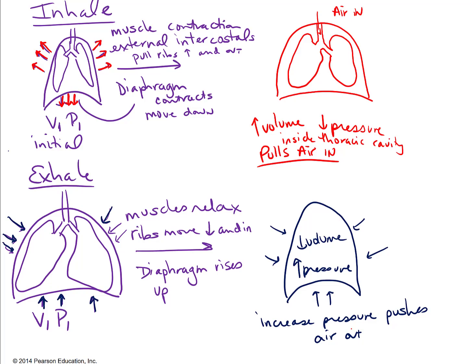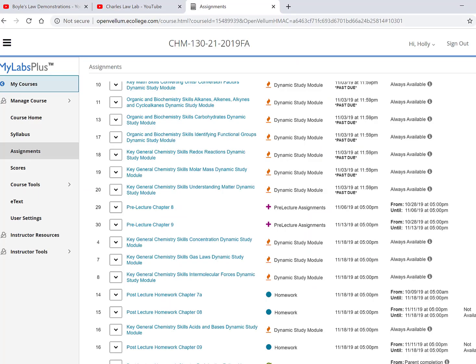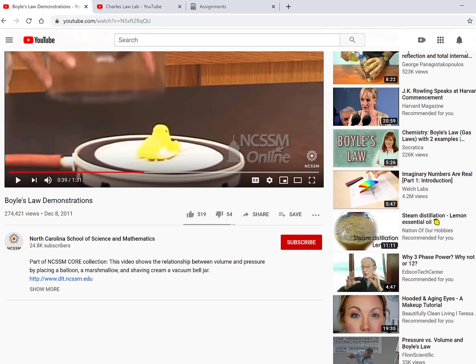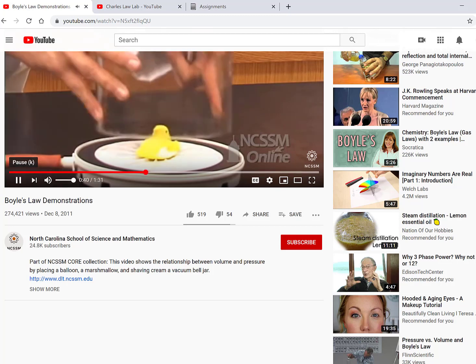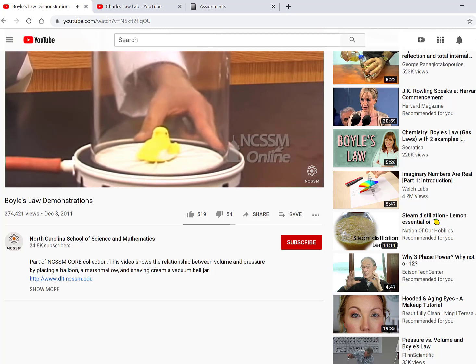So I found, and maybe it'll work, that the North Carolina School of Science and Math did a Boyle's Law demo, and I think this is so cute, because it's a Peep, okay? So what they did is they put a Peep in a vacuum, oh gosh, what do they call it? It's like a vacuum dome. Vacuum jar. So if you watch, they sit the marshmallow on, and then see the red tube that's off to the side.